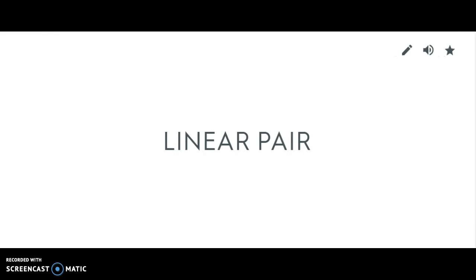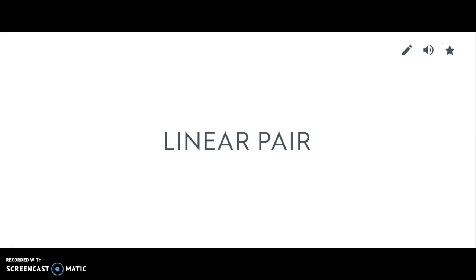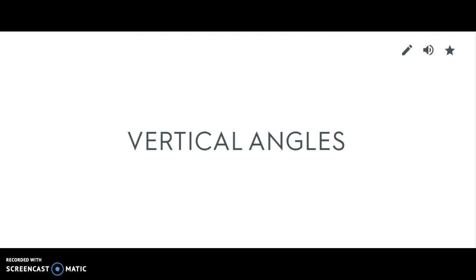And then the other words, a quick review. Adjacent means that they're next to each other. Linear pair form a line, two angles that form a line. And vertical angles are top, bottom, left, and right.